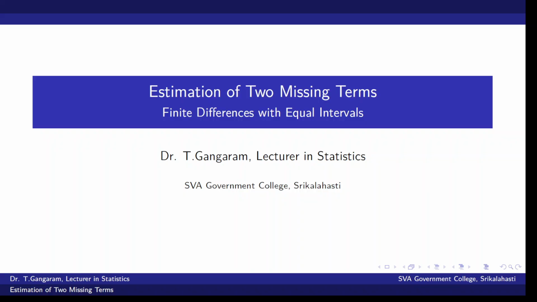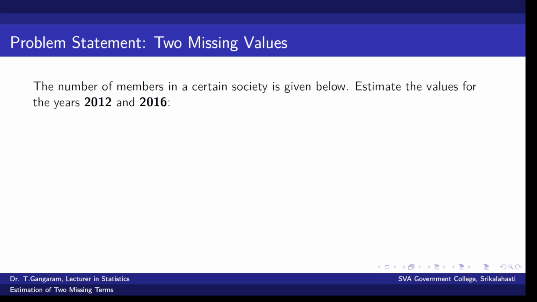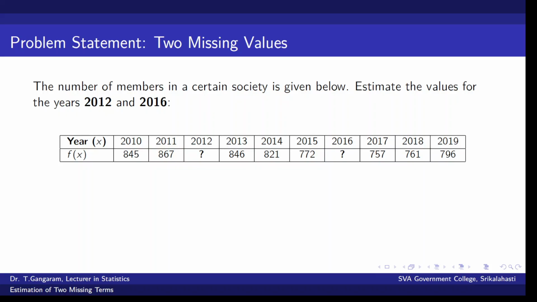In this video lecture, we will discuss the estimation of two missing terms using the relationships between delta and E. The problem statement: the number of members in a certain society is given below. Estimate the values for the years 2012 and 2016. In this data, 10 entries are given. Out of 10 entries, 2 years' data is missing.